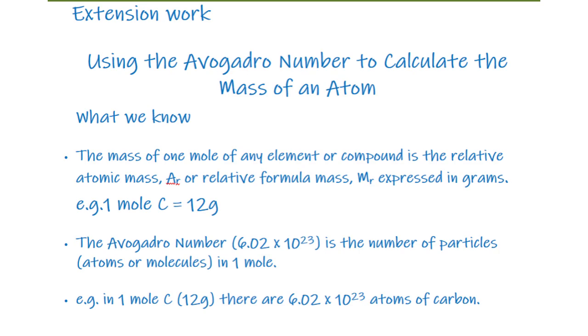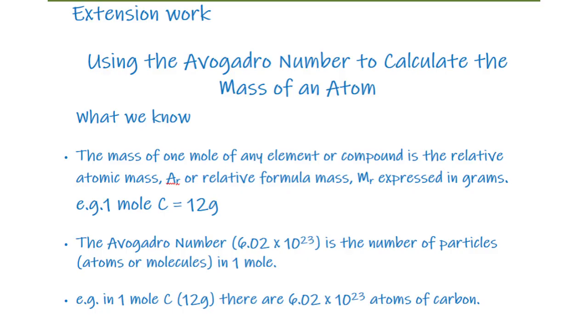Okay, let's look at some extension work. We can use the Avogadro number to calculate the mass of an atom, and you're sometimes asked to do this. What do we know? We know the mass of 1 mole of any element or compound is the relative atomic mass, AR, or the relative formula mass, MR, expressed in grams. Remember, 1 mole of carbon equals 12 grams. The Avogadro constant or number is 6.02 times 10 to the 23. This is the number of particles, atoms or molecules in 1 mole.